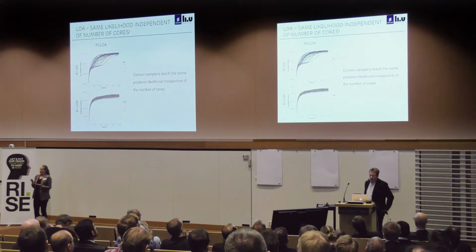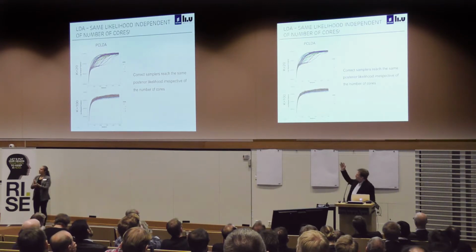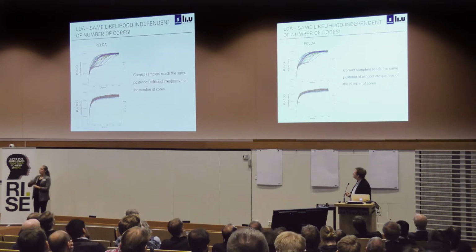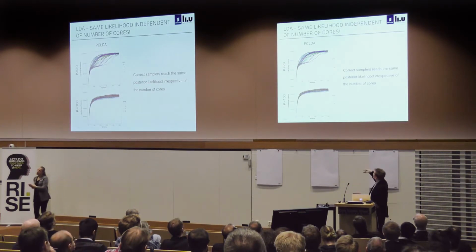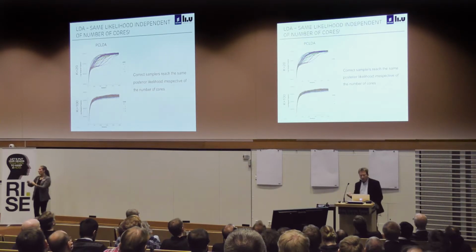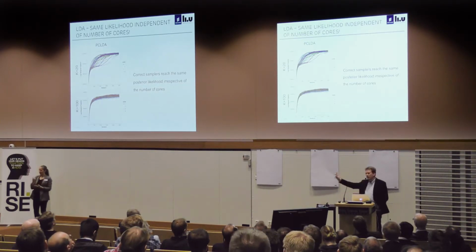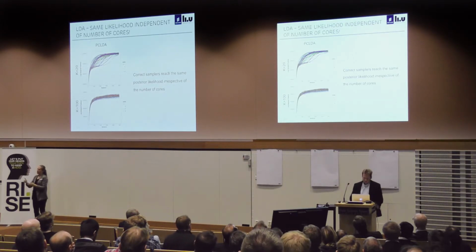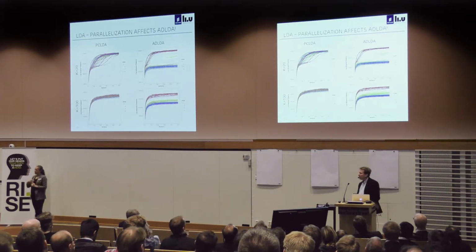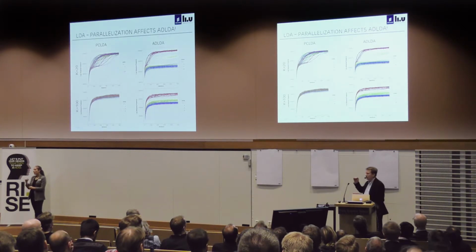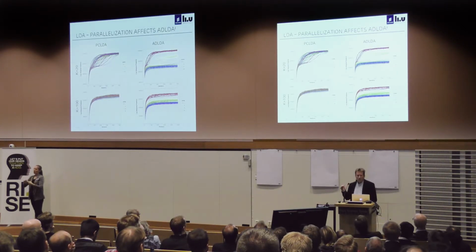Well, a correct sampler will reach the same log likelihood independent of the number of cores. And here the different colors indicate the number of cores. And you can see for our partially collapsed sampler, we reach the same log likelihood independent of the number of cores. But if we look at the ADLDA, it's pretty clear that the log likelihood actually depends on how many cores you use.